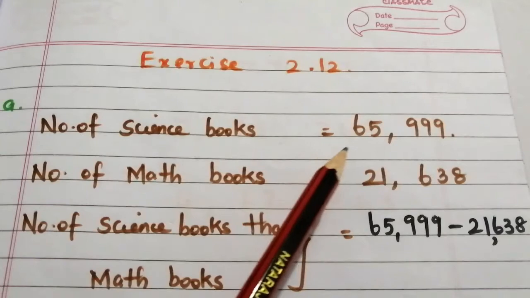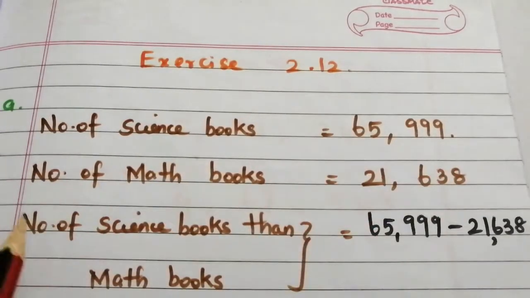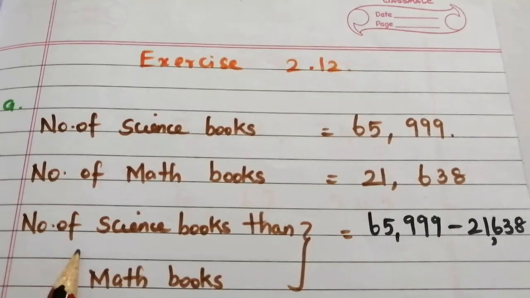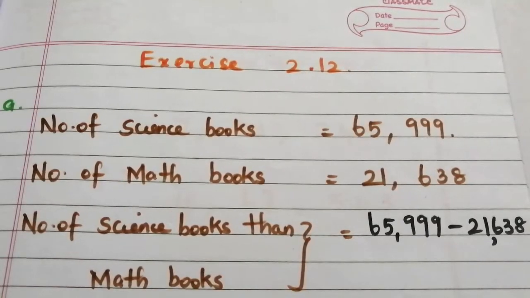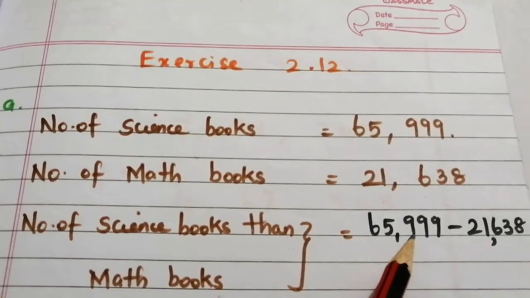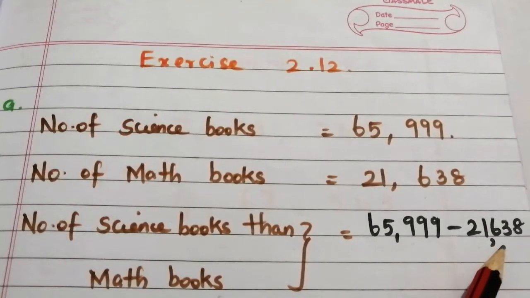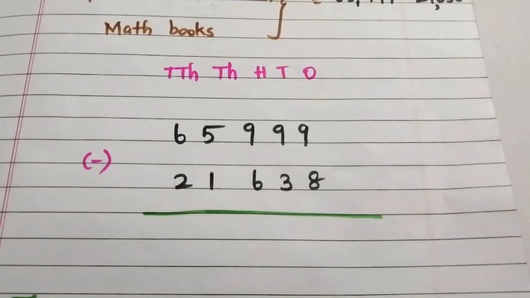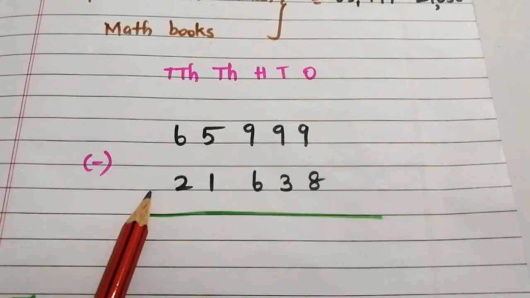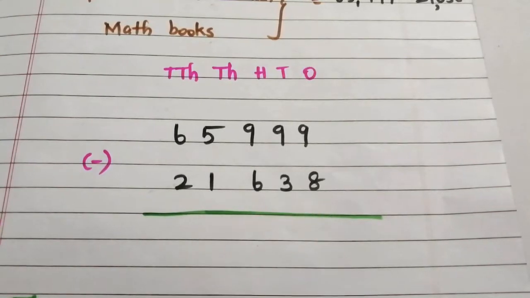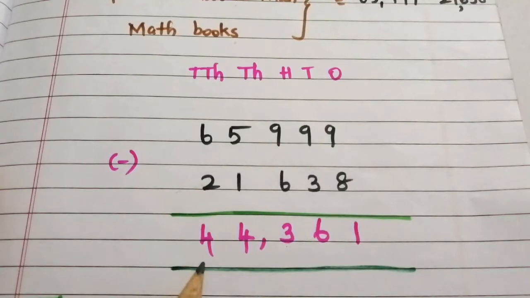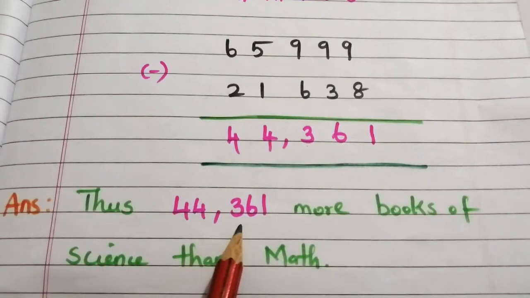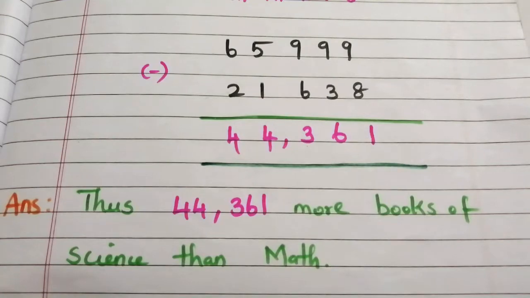So number of science books is equal to 65,999. Number of math books is equal to 21,638. Therefore, number of science books more than math books is equal to 65,999 minus 21,638. So first we have to write the two numbers vertically, then we have to start the subtraction from ones place. So after subtraction we get 44,361. So our answer is thus 44,361 more books of science than maths.